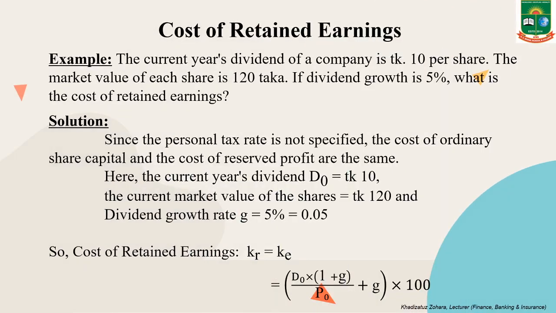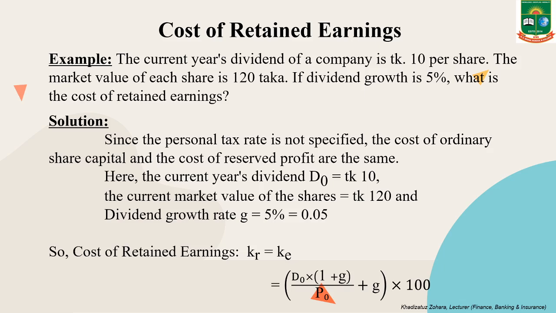Now there is an example for our better understanding. The current year's dividend of the company is taka 10 per share. The market value of each share is 120 taka. If dividend growth is 5%, what is the cost of retained earnings? From the question, we can see that no personal tax rate is mentioned, so the cost of ordinary share capital and the cost of retained earnings are the same.